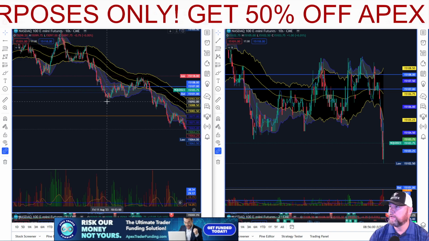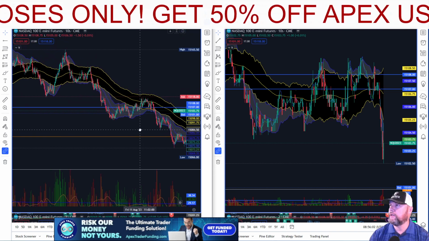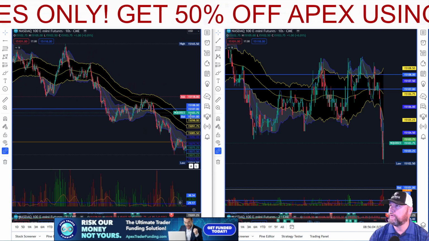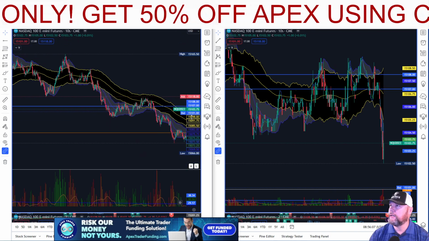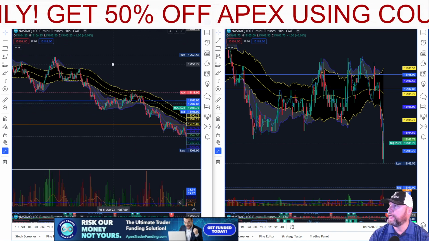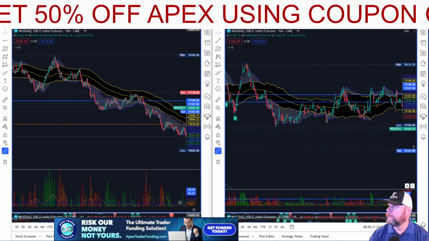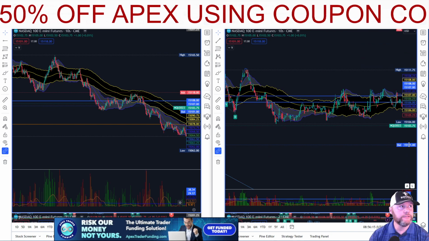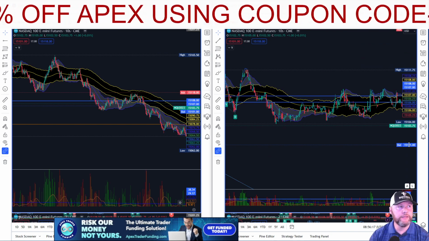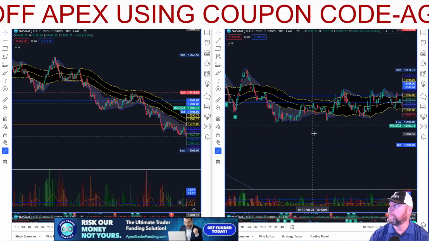Write it down. I mean, there are different confluences that you're looking for, and it's not cut and dry, 100% in stone. I know some people don't like that, but that's how I trade. I like to be able to make a decision when I see something that matches what I'm looking for.